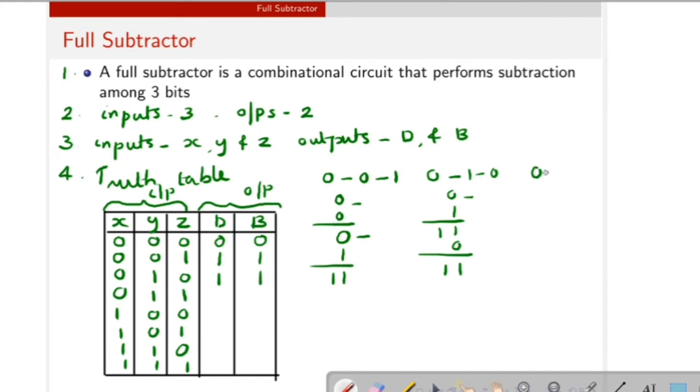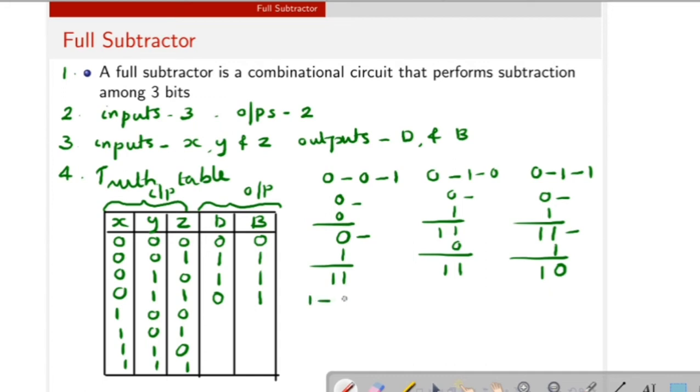Next is 0 minus 1 minus 1. So first you subtract 0 minus 1. 0 minus 1 is equal to 1 with a borrow 1. Then subtract 1 from 1. 1 minus 1 is equal to 0. Then borrow 1. So here it is, difference is equal to 0 and borrow is equal to 1.